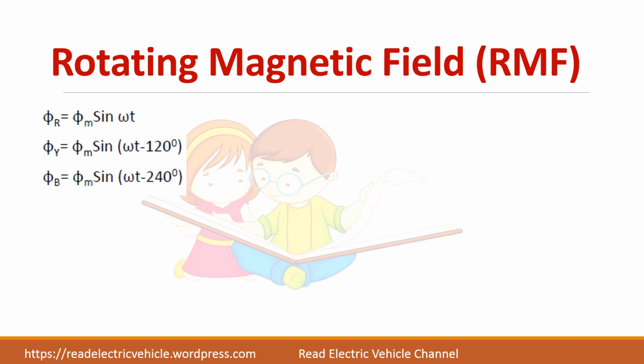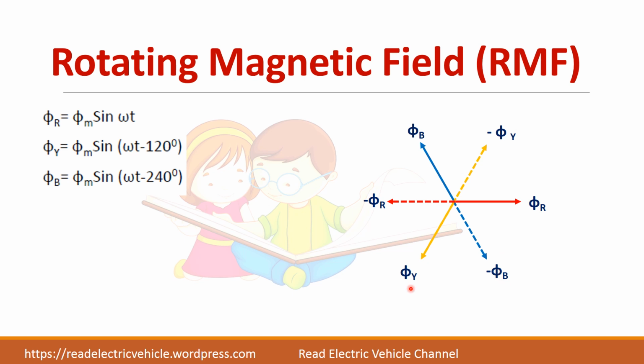Now we have to find at every instant what is the resultant flux. So for that, let us draw the phasor diagram. Phi r, phi y and phi b each is displaced by 120 degree. So this is minus phi r, which will be 180 degree out of phase of phi r. So minus phi y will be here and minus phi b here.